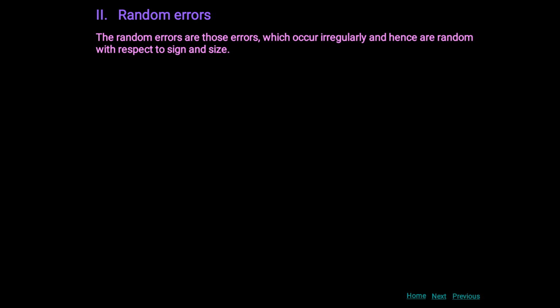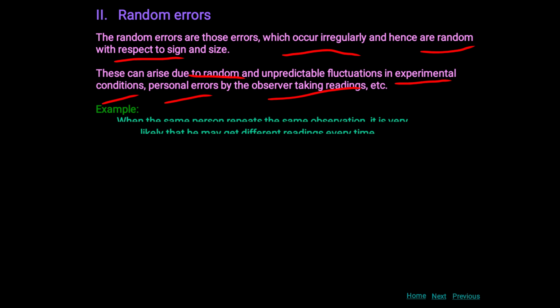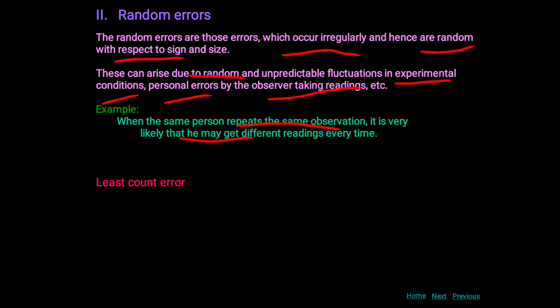Now the random error. What is meant by random error, or how to define the random error? Random errors are those errors which occur irregularly and hence are random with respect to sign and size. This can arise due to random and unpredictable fluctuations in experimental conditions, or personal error in observing, taking readings, etc. For example, when a person repeats the same observation, it is very likely that he may get different readings every time.